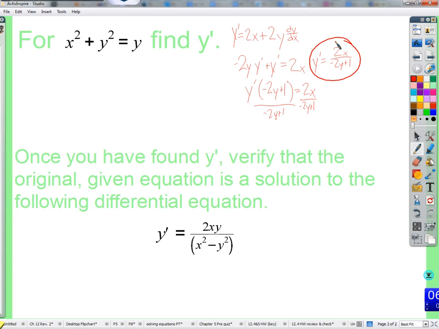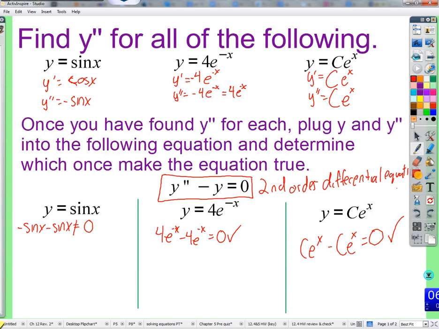There's no need to find the second derivative. There's no second derivative in this equation. You only found the second derivative there because there was a second derivative in that differential equation. Oh, okay.